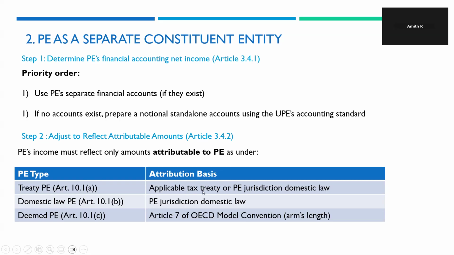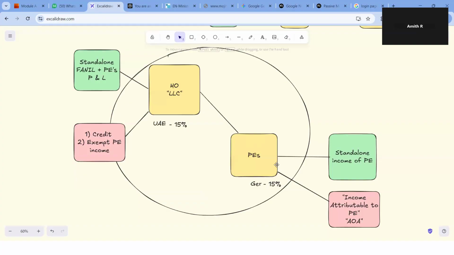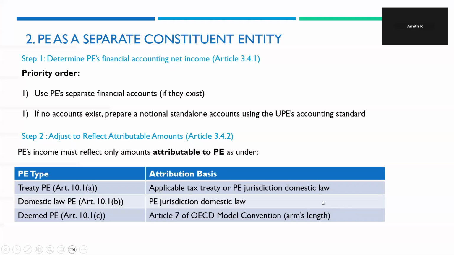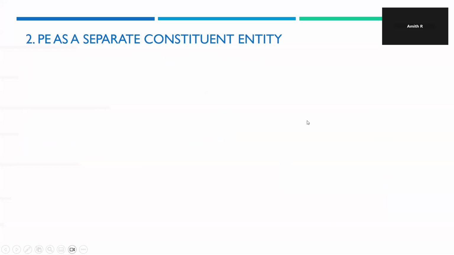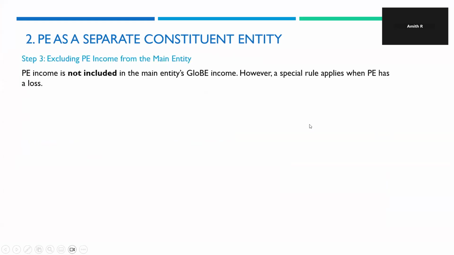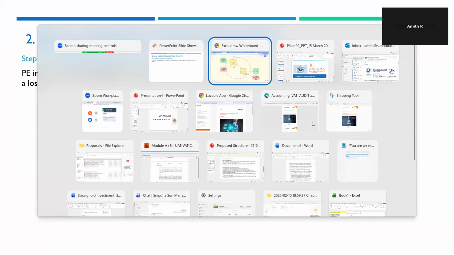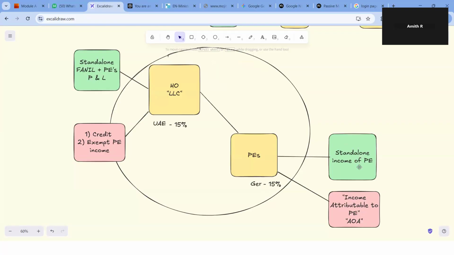Using these means, you have to find what is the income attributable to PE and adjust with the financial accounting net income or loss. Is that clear? This is step number two. Now, what you should do? Once you find out what is the income attributable to PE, you deduct this income from the standalone of the HO.